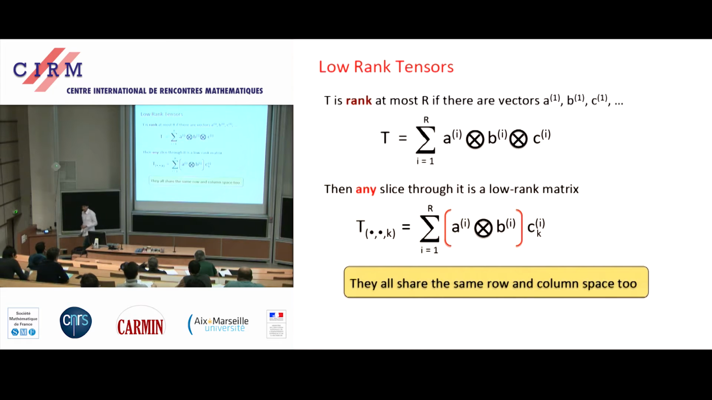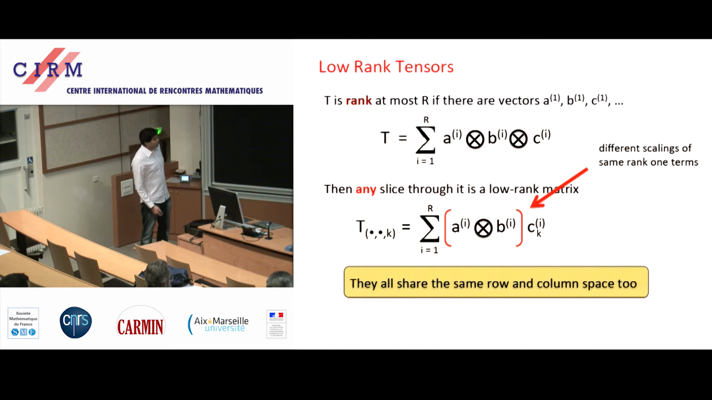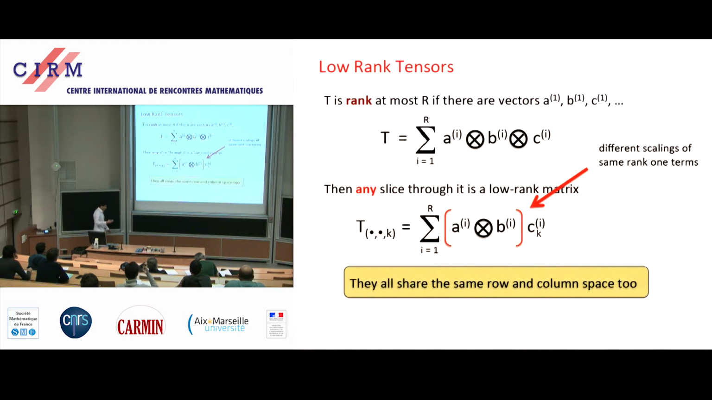So the important thing is that, for example, for each of these slices, whatever k is, not only is the matrix that we get out of this slice rank at most R, but in fact the row and column spaces are all contained within the span of the A_i's and the span of the B_i's. In fact, something even stronger is true: each of these low rank matrices, which are themselves slices through the tensor, are just different scalings of the same set of rank 1 matrices. So it's a very strong constraint on how the different low rank slices interact with each other.